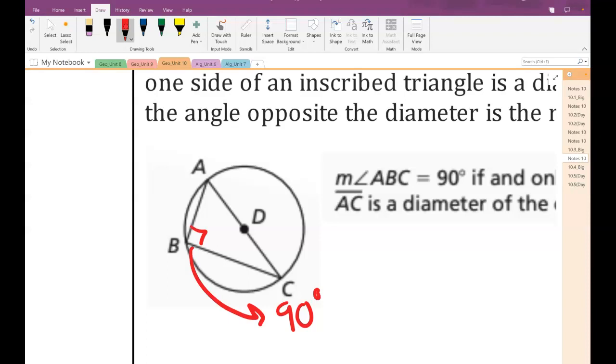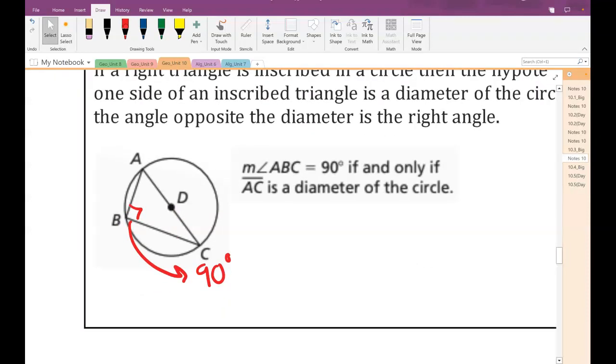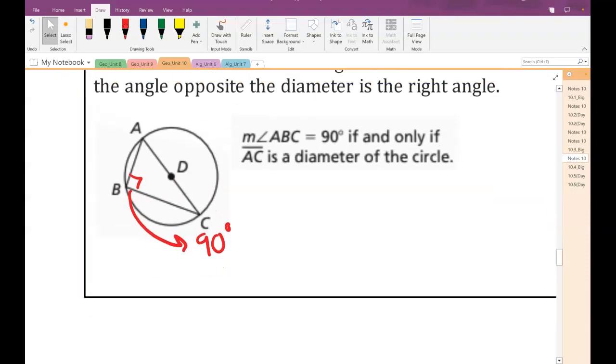Again, we never want to make assumptions when we're given a picture, but if one of your sides goes through the diameter, it's most likely a right triangle. And we have this if and only if statement, which means we can go forward and backward.